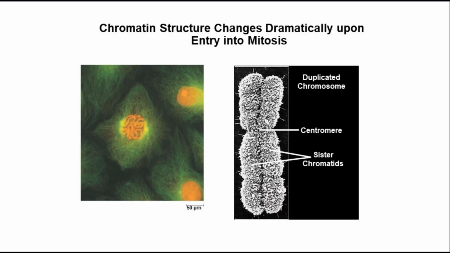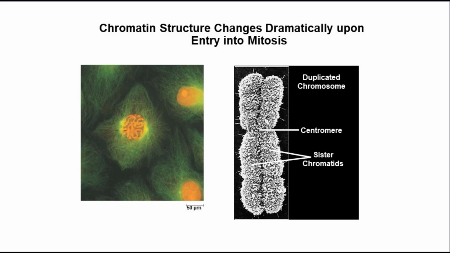We see the DNA change in its structure from a state where we really can't make out any individual DNA molecules, like we see here in the upper right cell. So this would be a cell that's in interphase. We don't really see any distinct DNA molecules.